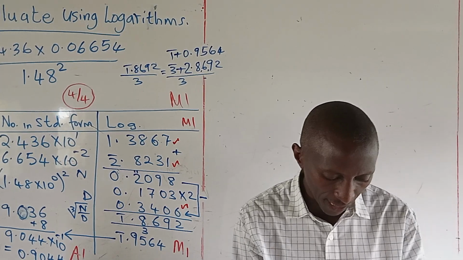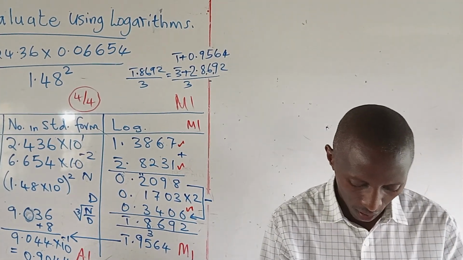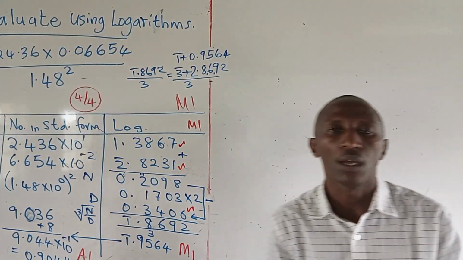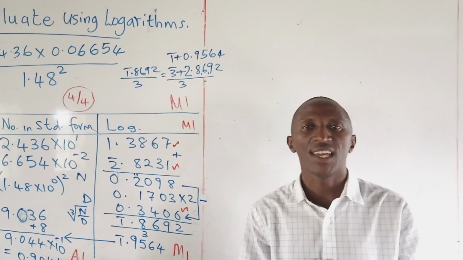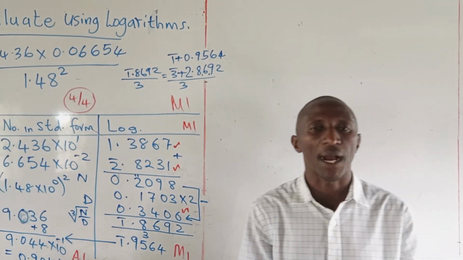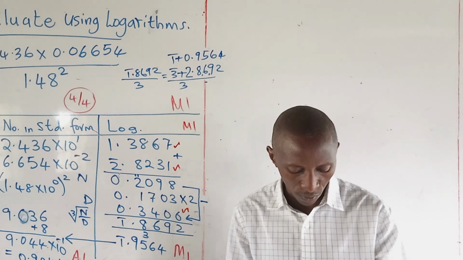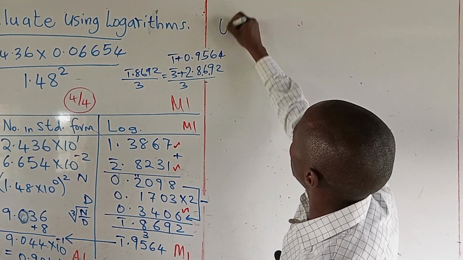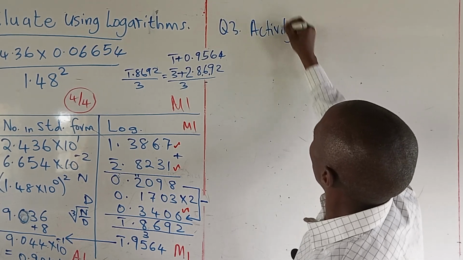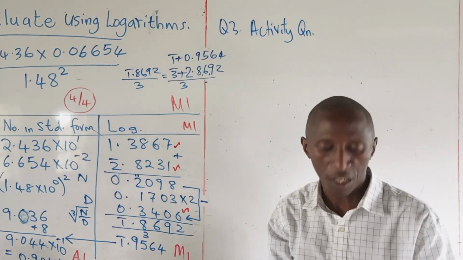I would like us to have a practice question in number 3. Our practice question, you will work it out, and during the session on feedback, as you give me feedback, give me the answers that you got. So question number 3 is an activity question. You work on your own and then you give me the feedback.